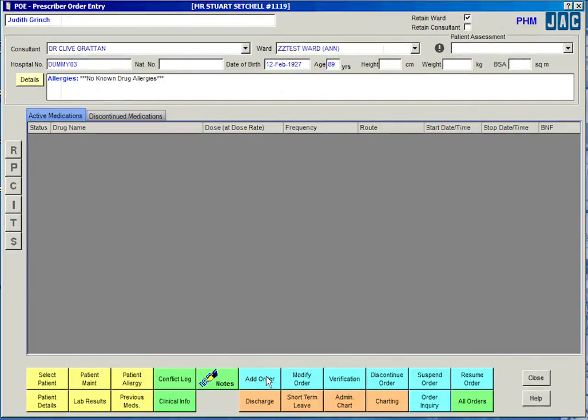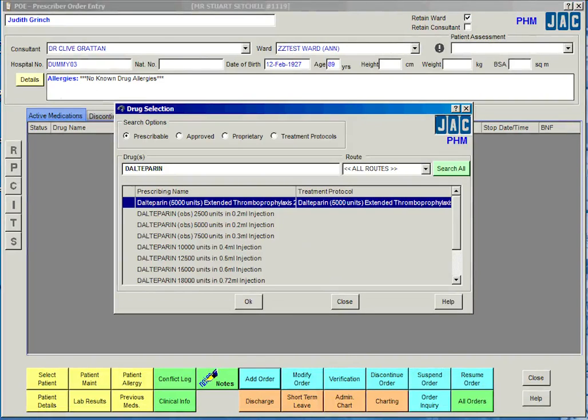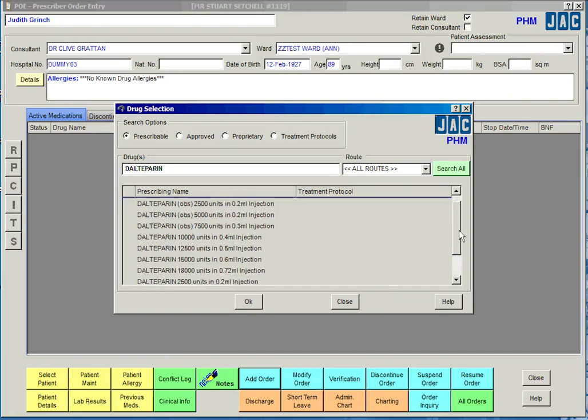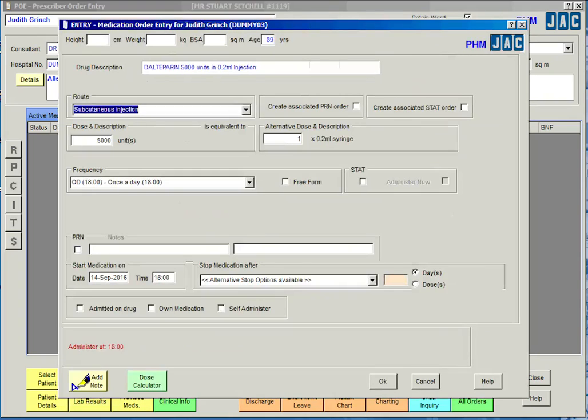Next, we have to prescribe the dalteparin. So we add order and then write in dalteparin. The usual dose for patients over 50 kg in weight and whose EGFR is greater than 20 is 5,000 units. So we choose this and the information is already pre-filled.